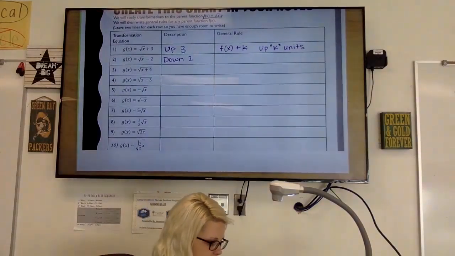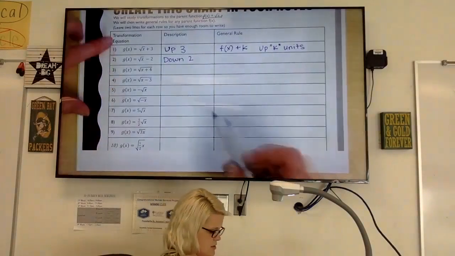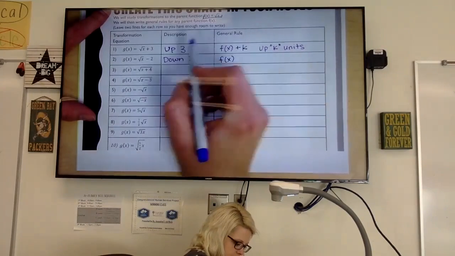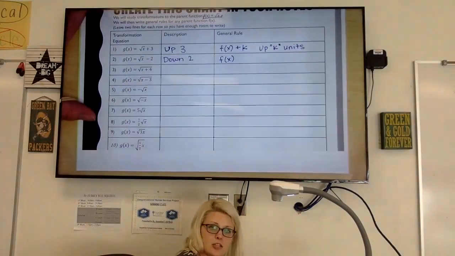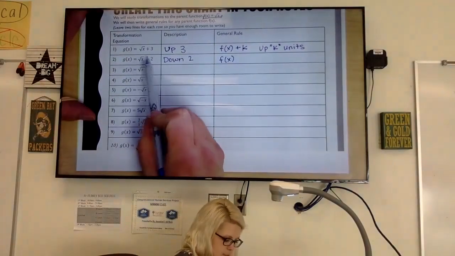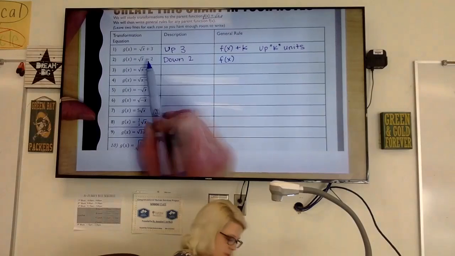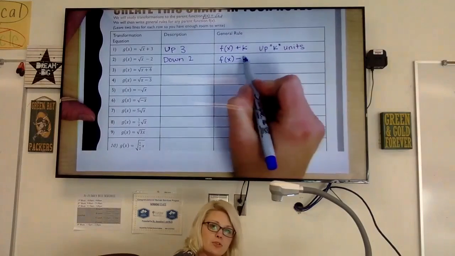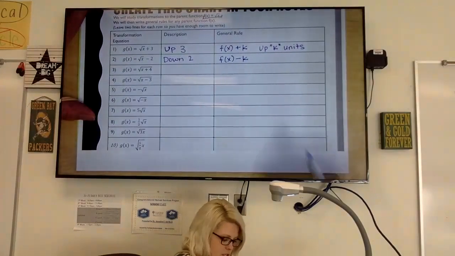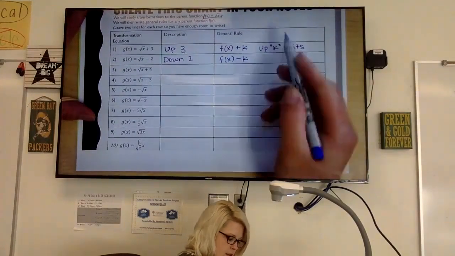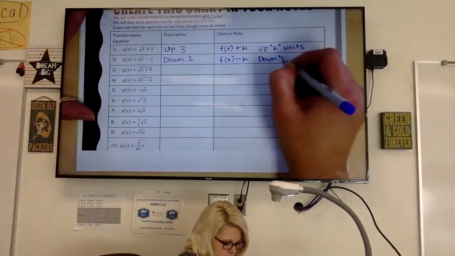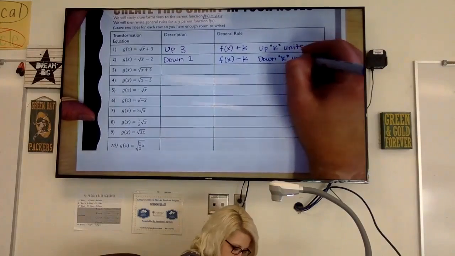Then the second one, you might be able to figure that out. For whatever the function is, if I see a number subtracted outside the function, so after the function takes place, we're just subtracting 2 from all our y values. So if I see a number being subtracted outside the function, this is the function itself, I can describe that as down k units.